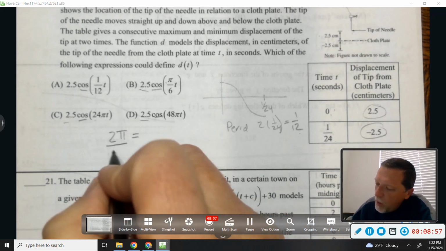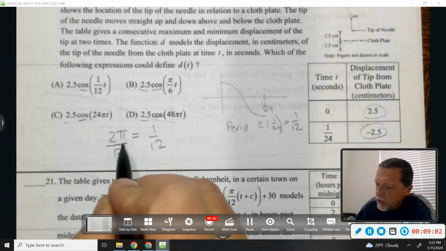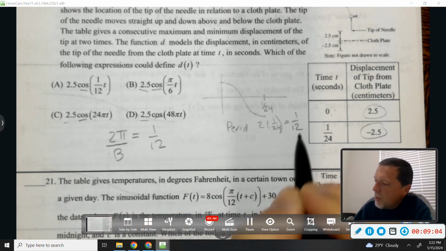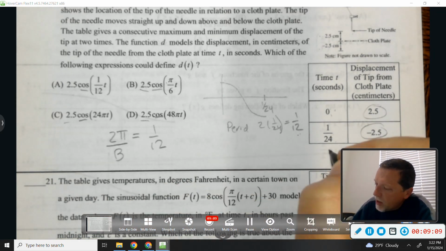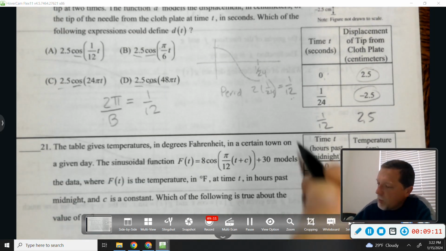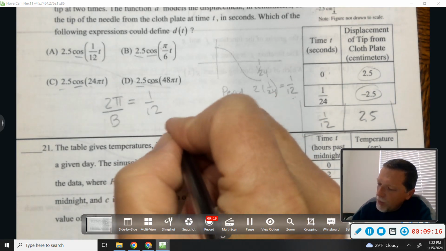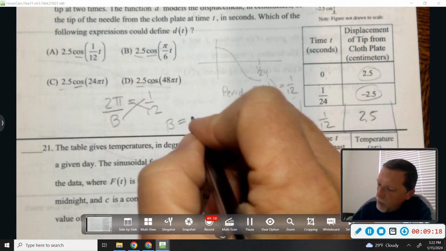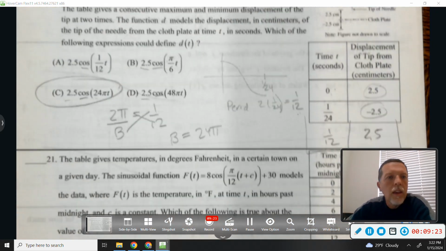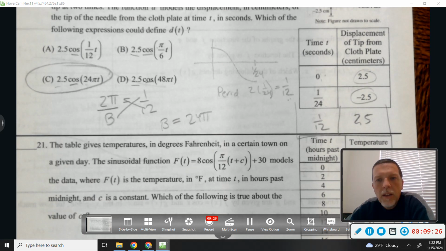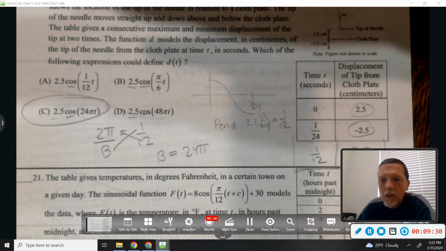So that means 2 pi over B has to equal 1/12. For sine and cosine, period is 2 pi over B, and I know my period is 1/12 because that's when I would get back to a maximum over here, if I want to finish out my table and get a full cycle in there. So let's cross multiply, and B equals 24 pi, and that is answer choice C. Man, that's a lot of words, but when you figure out what they've given you, it wasn't a whole lot to do.